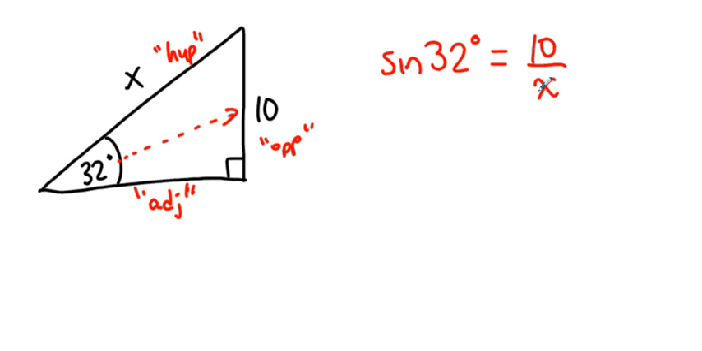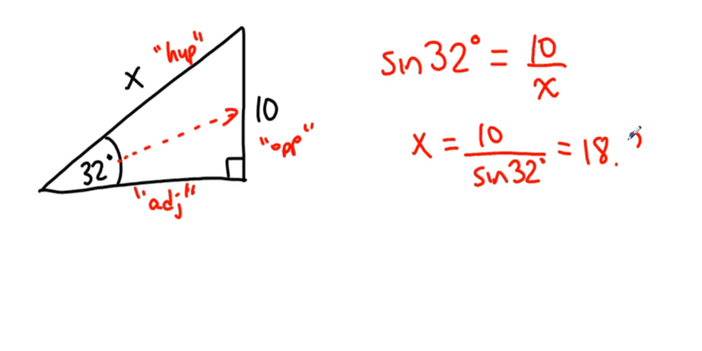Opposite divided by hypotenuse. And so, quick cross multiplication swap, x is 10 divided by the sine of 32 degrees. And your calculator will tell you what that is. That's approximately 18.9 to 3 significant figures. Now we know that that's going to be the longest side of the triangle because it is the hypotenuse, and sure enough, it is the longest side of the triangle.